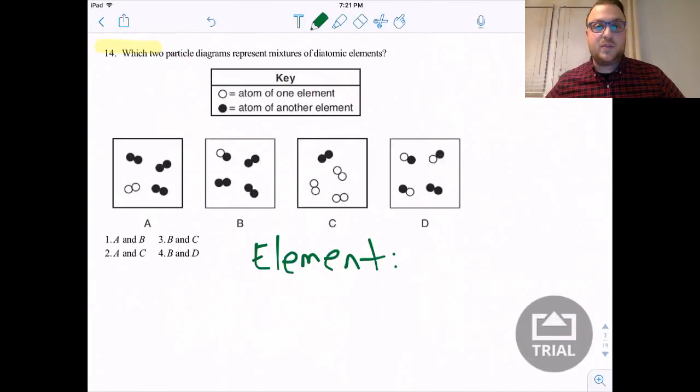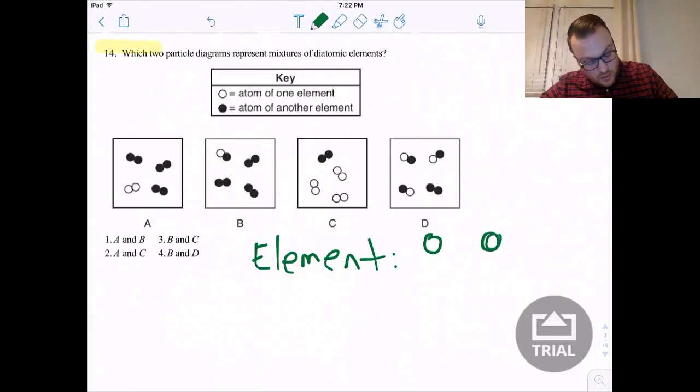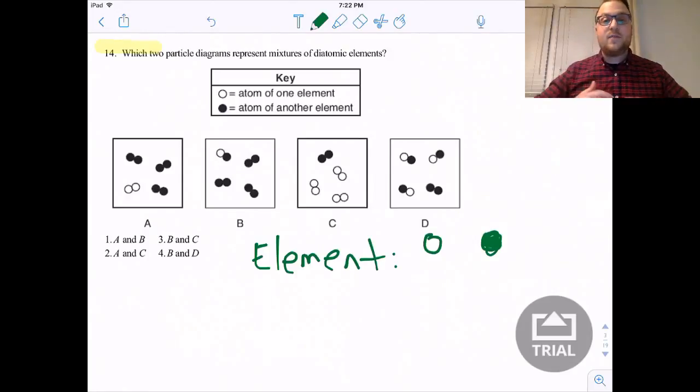So there's two ways you're going to see elements. They're either going to be by themselves, so you'll see either a white circle or a colored in circle. Those are both elements because they have nothing else attached to it that's not itself.